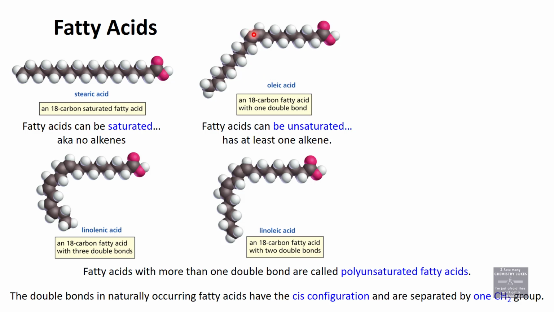So here's oleic with one double bond. Here is linoleic with 2 double bonds. And here's linolenic with 1, 2, 3 double bonds. That makes this whole thing really curly. Is it good to be curly or not?